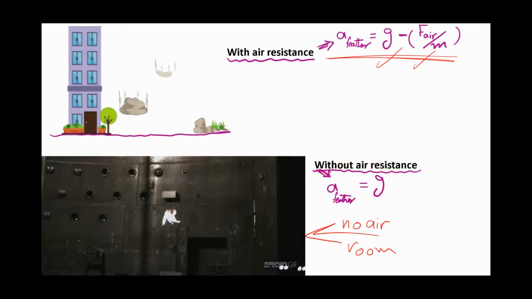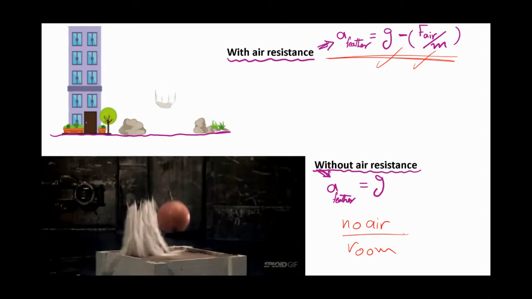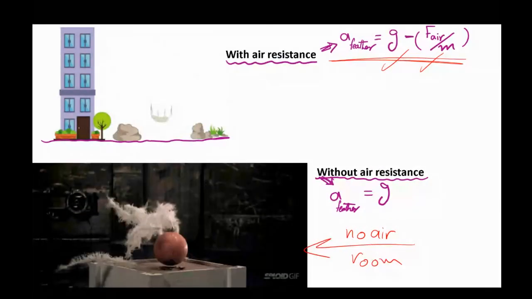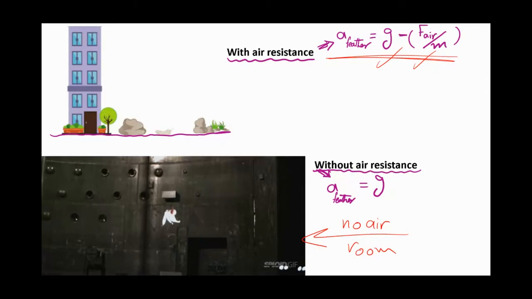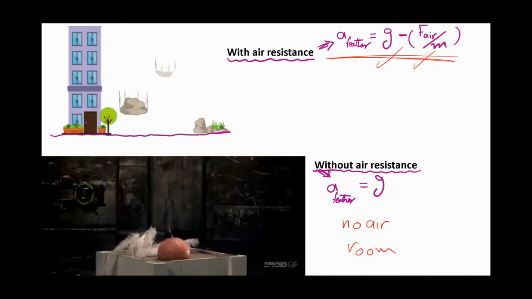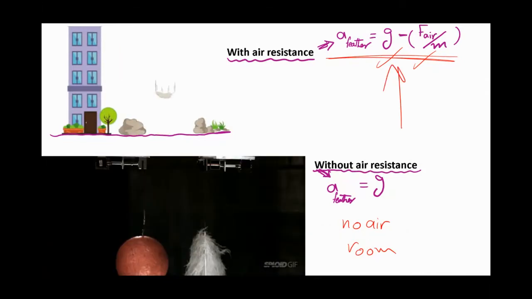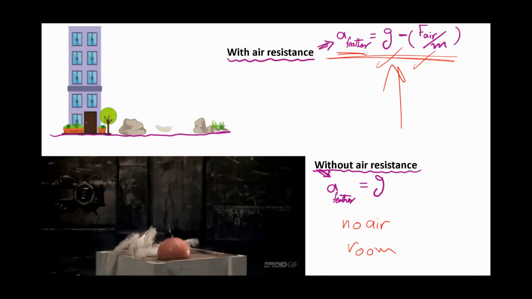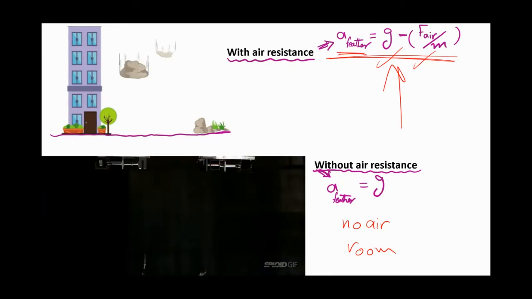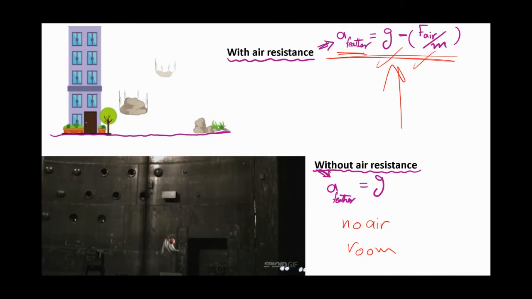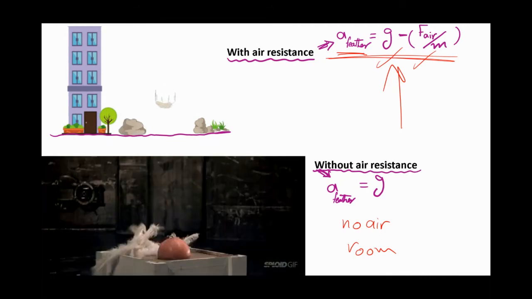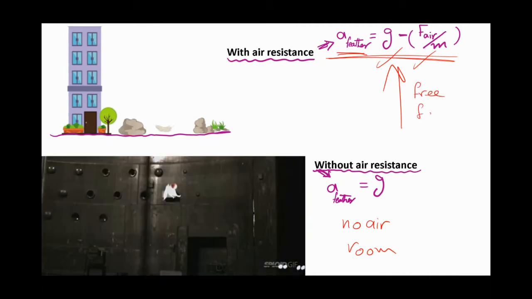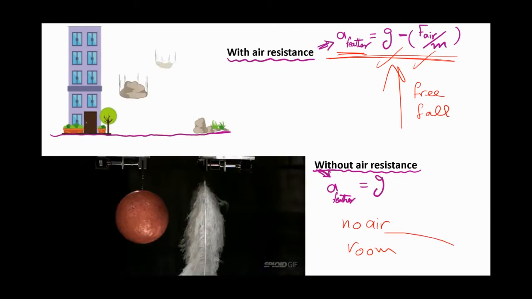And again, this only happens in the laboratory, في المعمل. But in normal life, there is air resistance. So you have to use the equation a equals g minus air resistance over m. Unless in the problem he says there is no air resistance, or maybe he says consider it free fall. Free fall means also the air resistance is neglected. Okay?